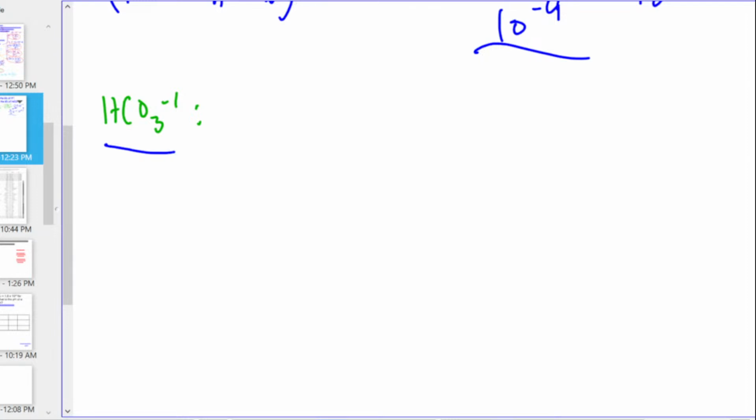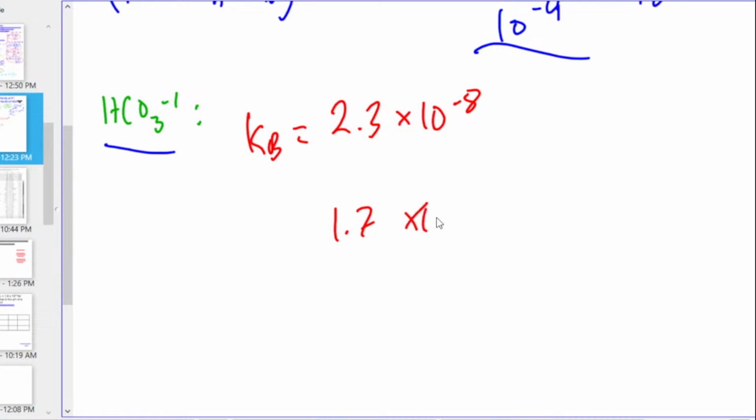Okay. Next person up. Gleb. What amount did you get for this one? 2.3 times 10 to the negative 8. Did anybody get a different number for that one? 2.4 times 10 to the... Are you sure that nobody got a different number for that one? Yes? Times 10 to the negative 4? Excellent.